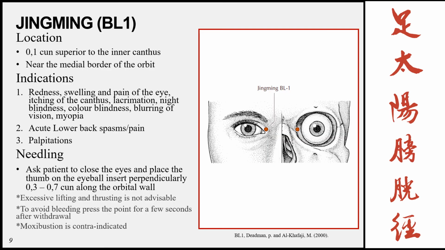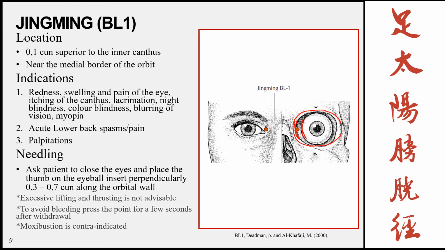So the first point in this meridian is Jingming, bladder 1. This was a frequently used point we just talked about. This point is located 0.1 tsun superior to the inner canthus of the eye, near the medial border of the orbit. When they say the orbit, they're referring to this bone here that runs the whole way around the eyeball. So what we want to do is be near its medial border. When we're needling this point, we want to make sure we're right close to this border here. We don't want to be close to the eyeball over here, as this would increase our risk of puncturing the eye.